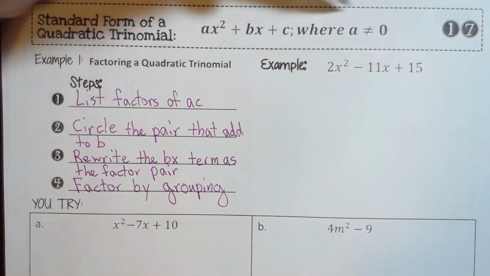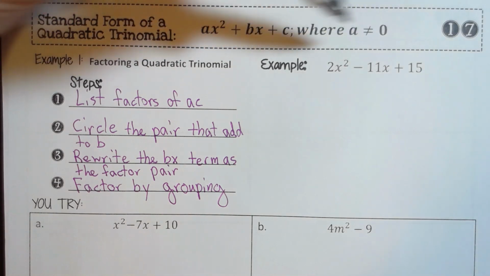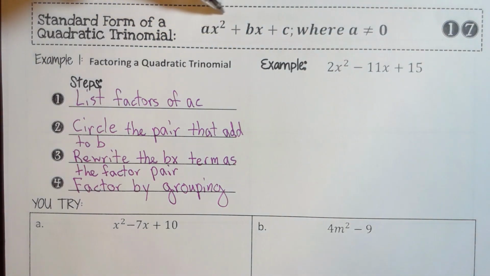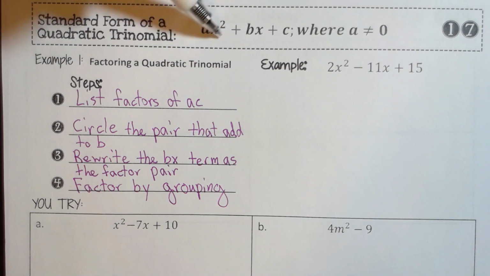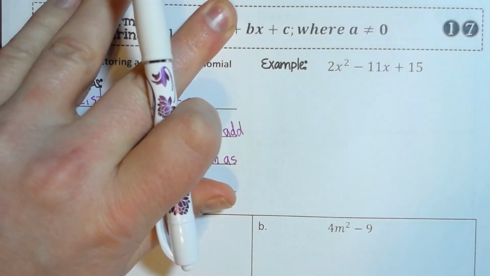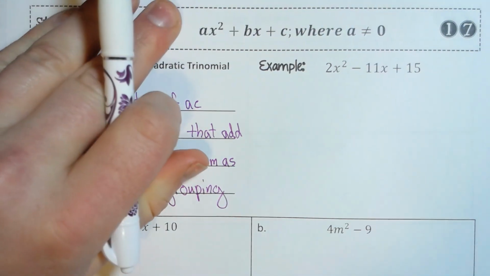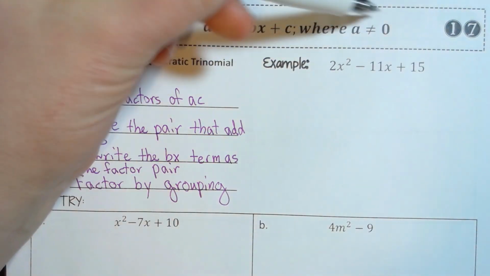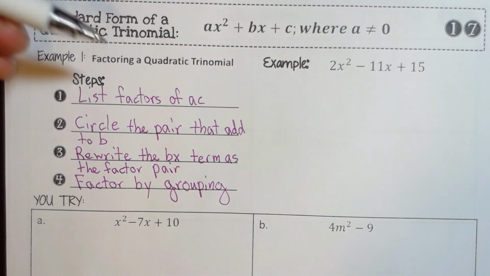Also, what is this where A doesn't equal 0? Well, if A equals 0 here, this obviously goes away. 0 times anything is 0. That would make this linear. We don't want something that's linear. This doesn't work on linear things. It only works on quadratic things. So we need this little caveat here. Okay, so let's try it.